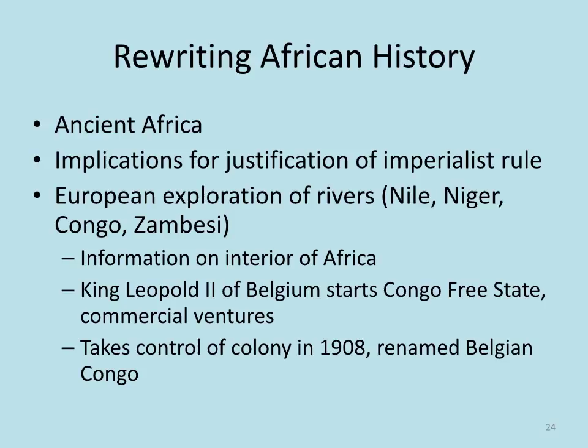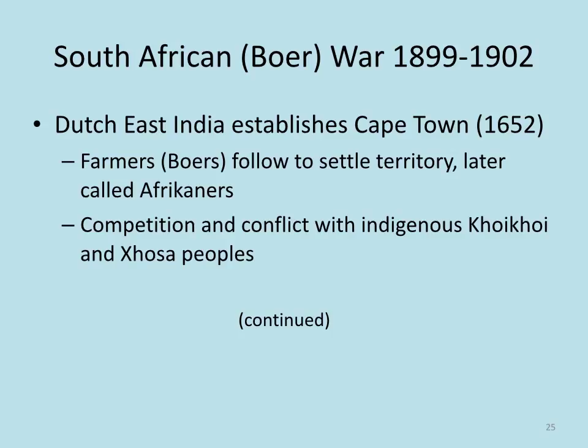We're also going to see that European countries are no longer just staying on the outskirts of Africa along the coastline, but they're also going into the heart of Africa and conquering and trying to take over territory. Now, one of the largest and probably the most important conflicts in Africa is going to be the South African Boer War, which is from 1899 to 1902.